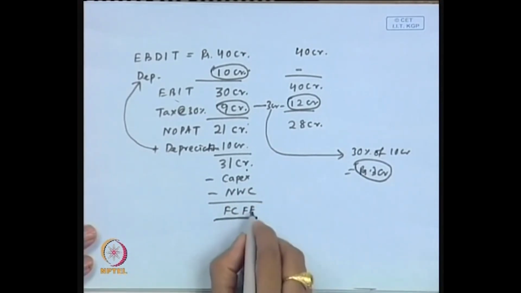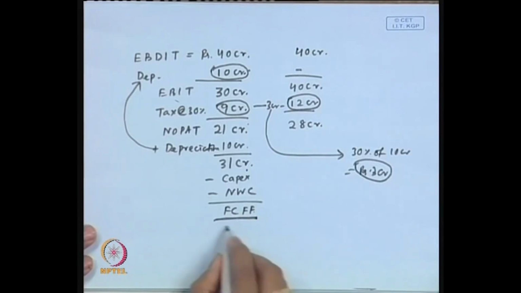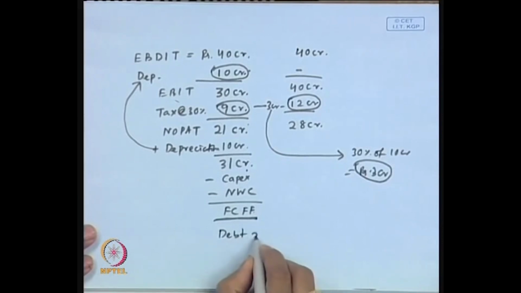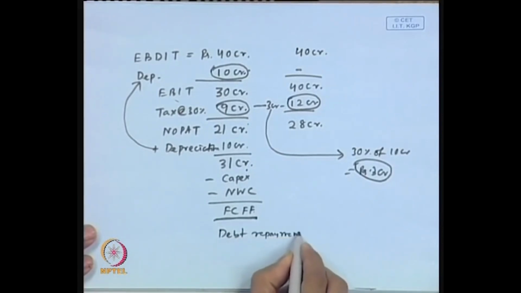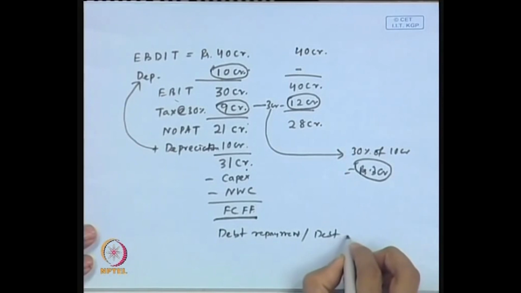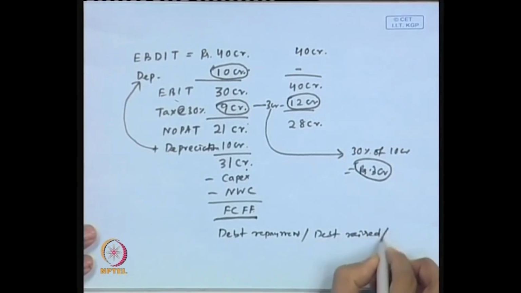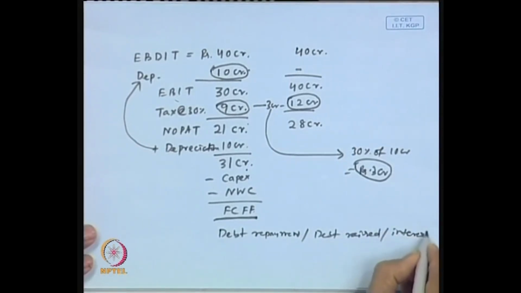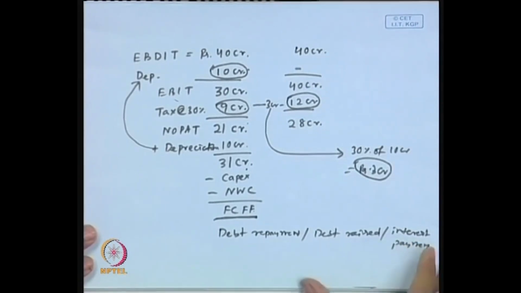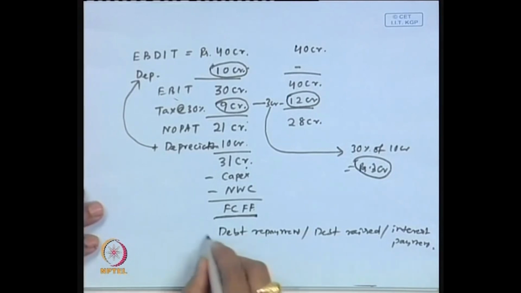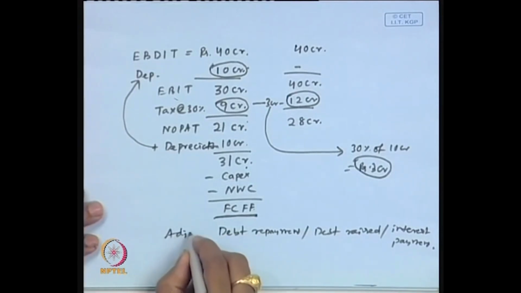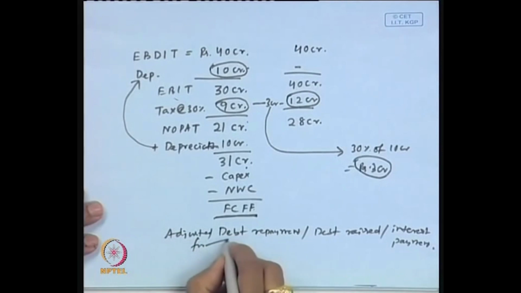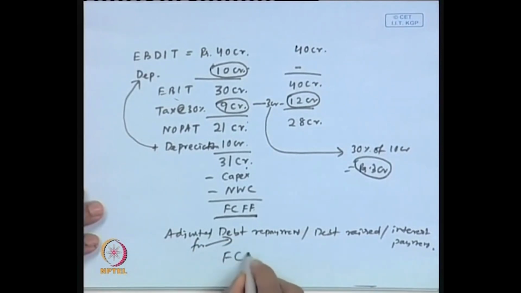and this free cash flow for the firm can again be adjusted for the debt repayment or debt raised or interest payment or any other outside investor stake other than equity investors. So, adjusted for all these factors, that gives us free cash flow for equity.